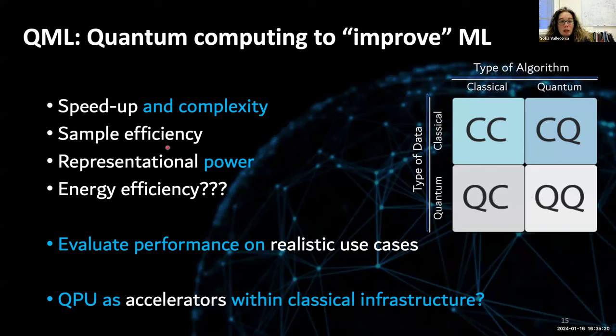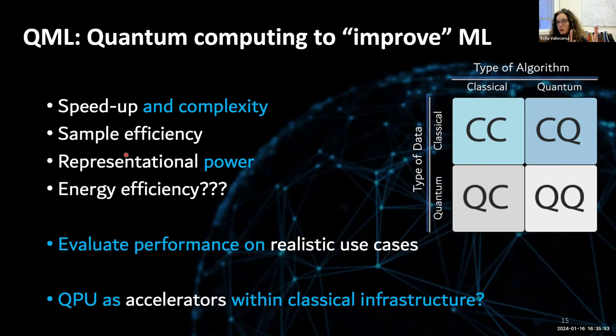So, what is it that we look for when we try to build machine learning using quantum computers? Do we try to improve on the complexity and the representational power of our models? Do we look into speed up? Do we want to train those algorithms faster? Do we want to train them using smaller training samples? Can we already be concerned about energy efficiency? The answer changes depending on the task at hand.